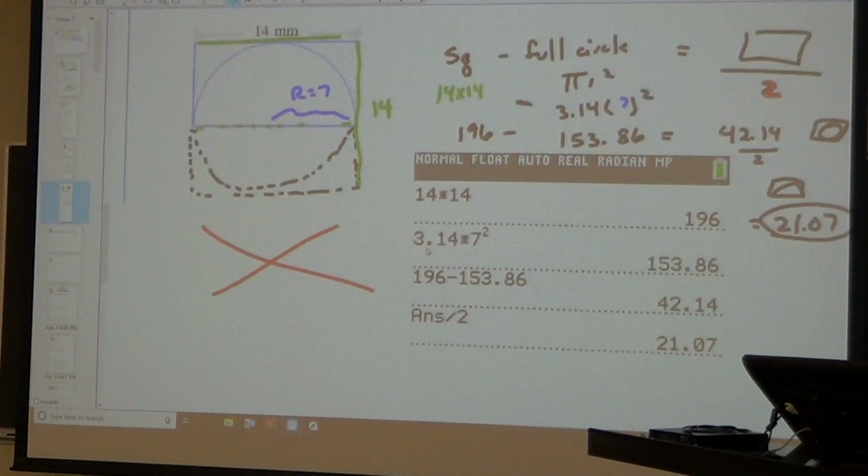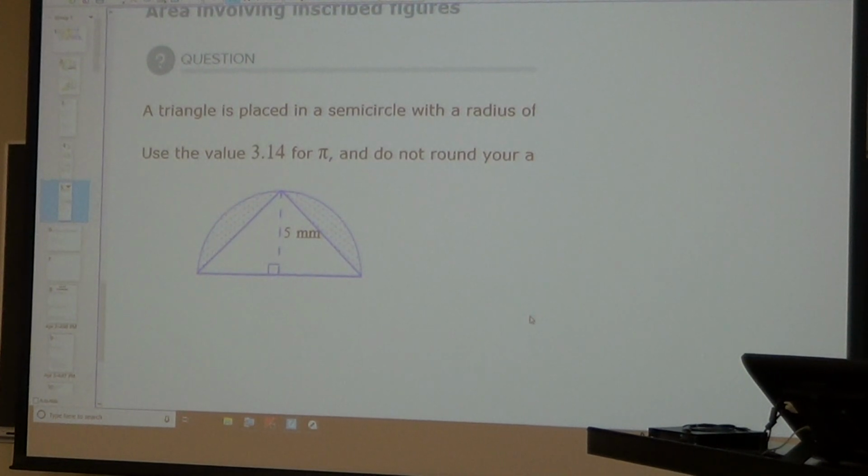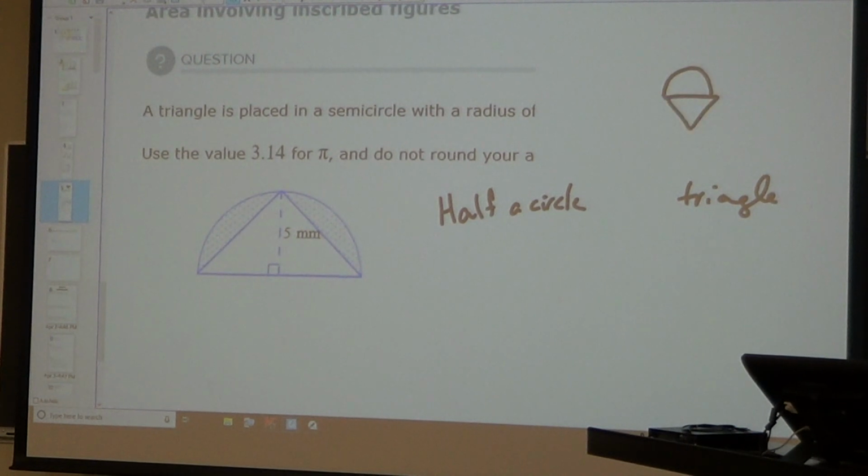This next one. What do you see? A triangle, and what is that triangle inside of? A half a circle. So we have half a circle, and we have a triangle. Are we adding or are we subtracting? Subtracting. If we were adding, it would be a triangle and a half a circle. That would be like an ice cream cone if we were adding. We are subtracting.